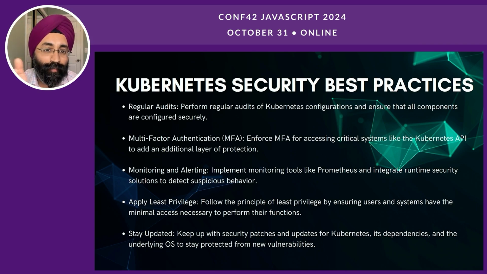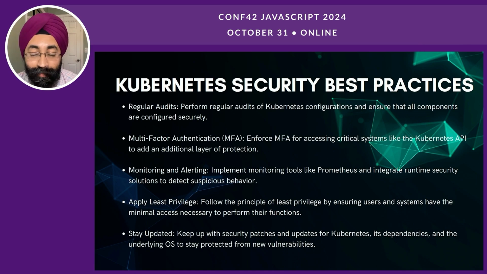Always perform regular audits on your infrastructure. Perform audits of your Kubernetes configuration and ensure that all the components are configured securely. Enforce MFA in your projects and in your organizations. Encourage people to use MFA for accessing critical systems like the Kube API to add an additional layer of protection. Monitoring and alerting is always important.